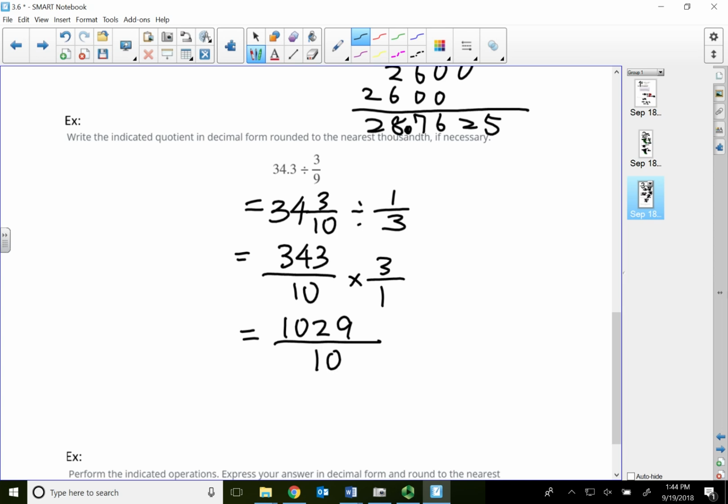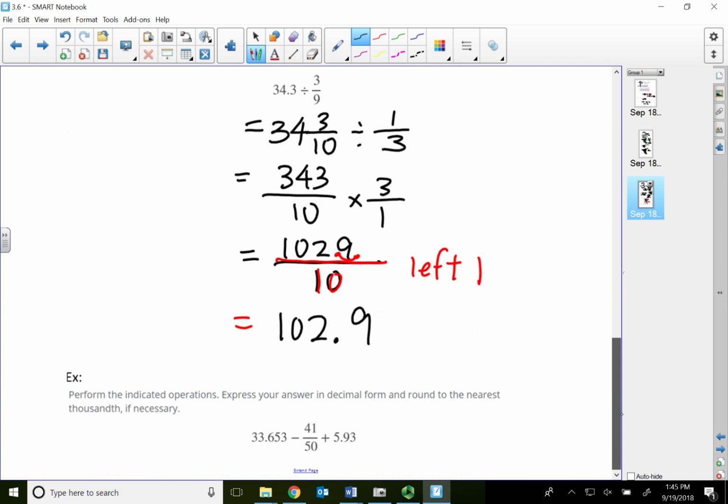So what that means is my 1029 is being divided by 10. Dividing by 10 means we move the decimal to the left one place. For 1029, the decimal is behind it, so moving it to the left one place gives me 102.9. Okay, without too much effort. Got lucky with that 10 down there. Oof. The power of 10.